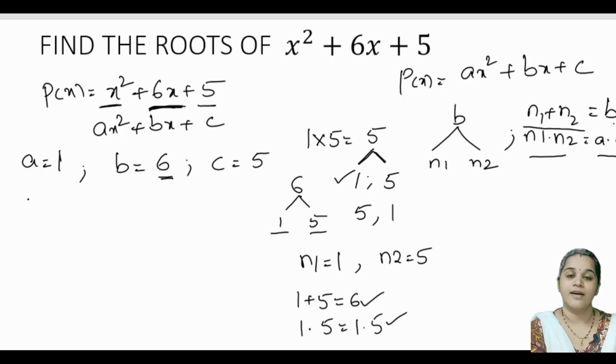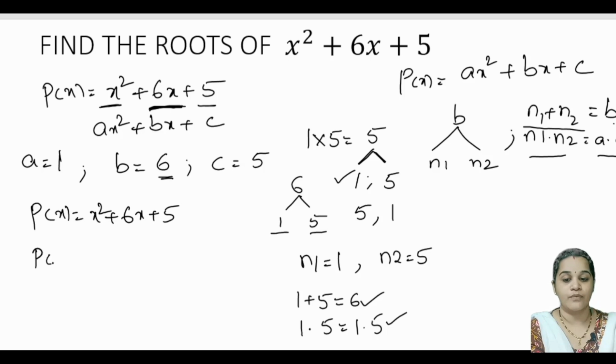Now let's factorize the polynomial. P of x equal to x square plus 6x plus 5. P of x equal to x square, and this 6x can be split into 1x plus 5x, and the constant 5.